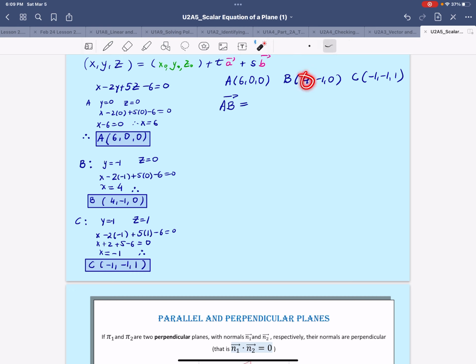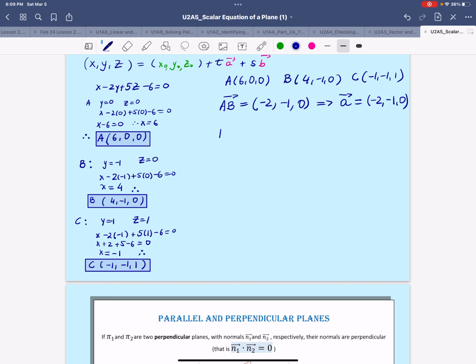So if we start with vector AB, from B, subtract A, so we have 4 minus 6, that would be negative 2. Then we have negative 1 minus 0, that's negative 1. And then we have 0 minus 0, which is 0. And that would serve us as one of the direction vectors. So we'll say that this will represent the direction vector a, negative 2, negative 1, and 0.